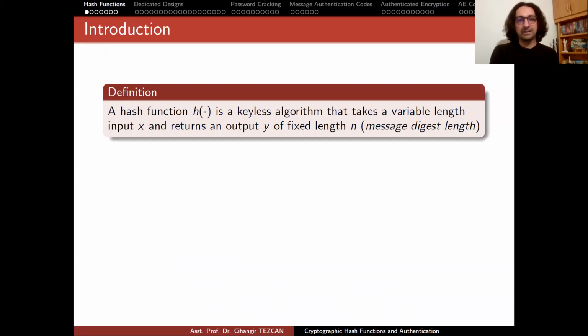So let's start. A hash function h is a keyless algorithm that takes a variable length input x and returns an output y of fixed length n. This length is referred to as the message digest length. The idea is simple: you have a function, the input can be of any size, almost infinite, but the output size is always fixed. Nowadays we use 256-bit output, but initial designs were as small as 128 bits.